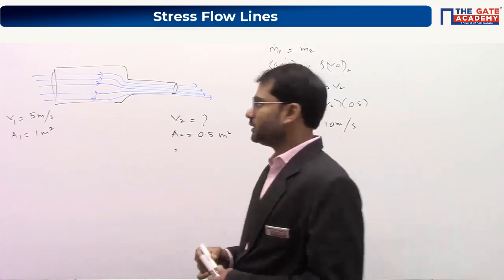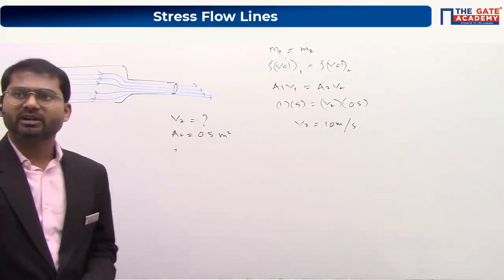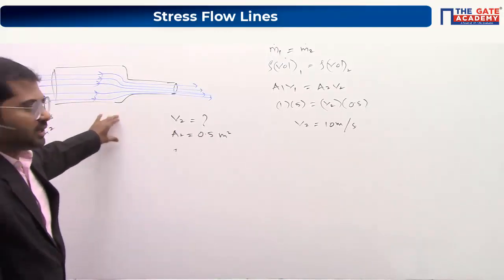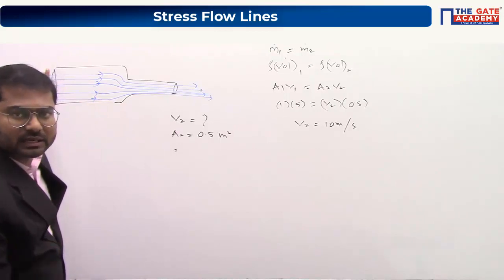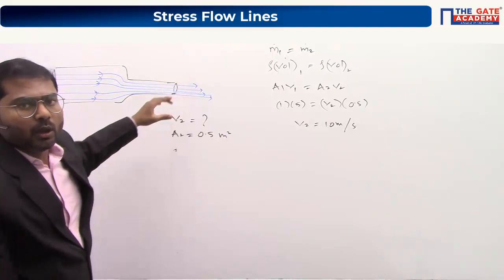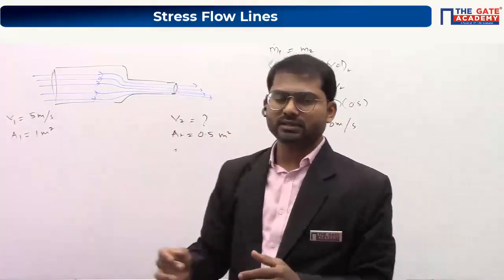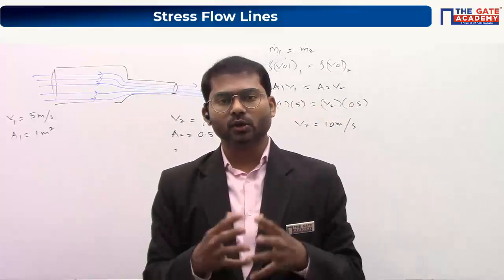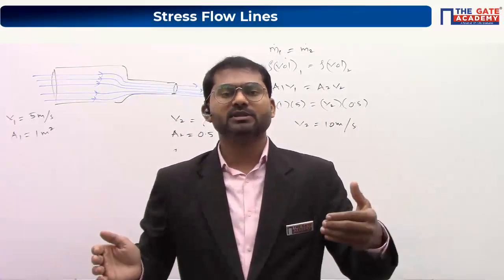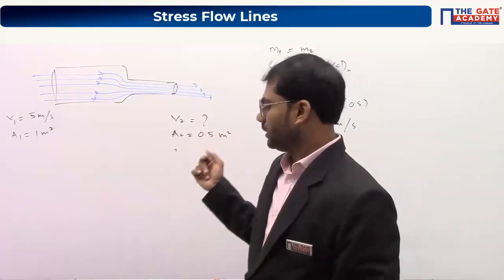You see that the velocity at the exit is equal to 10 meters per second, which is double the value there. We also observe that here the 5 lines are loosely packed and here the 5 lines are closely packed. So one thing we can understand from these velocity flow lines is, if the velocity flow lines are closely packed, that means higher velocity. If the velocity flow lines are loosely packed, that means lesser velocity. That's the understanding we can get from these velocity flow lines.